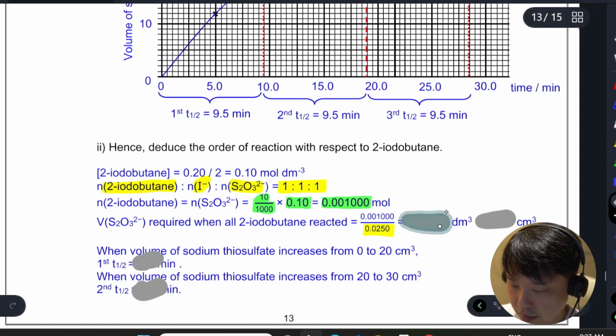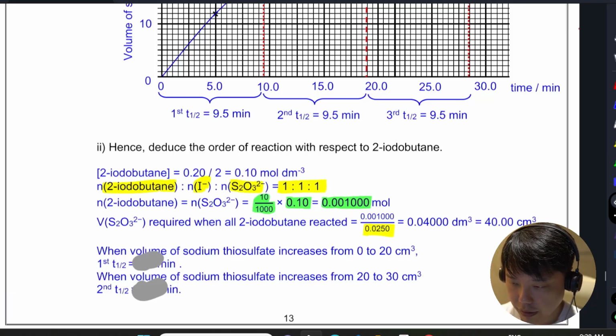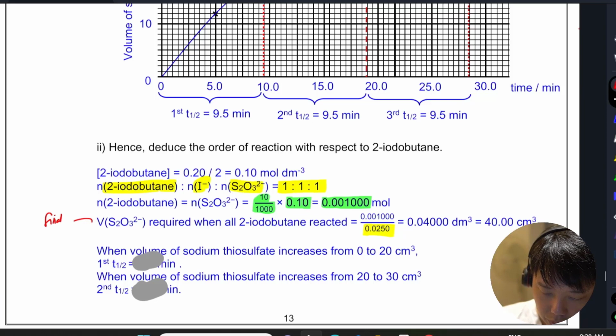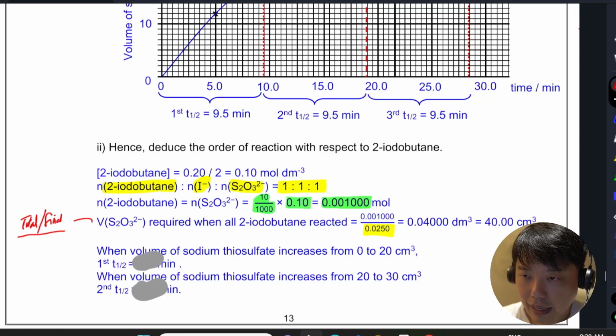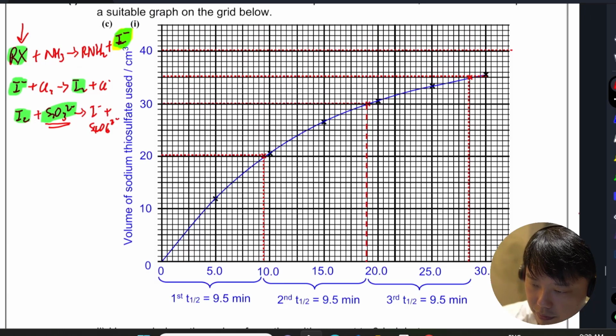Okay, then you find out the total amount, the final amount of thiosulfate required. Okay, we need to find this final or total for all product curve, because for all product curve, you need to find at the end how much was needed, so that we can construct the half-life. Okay, so final amount was 40, right?